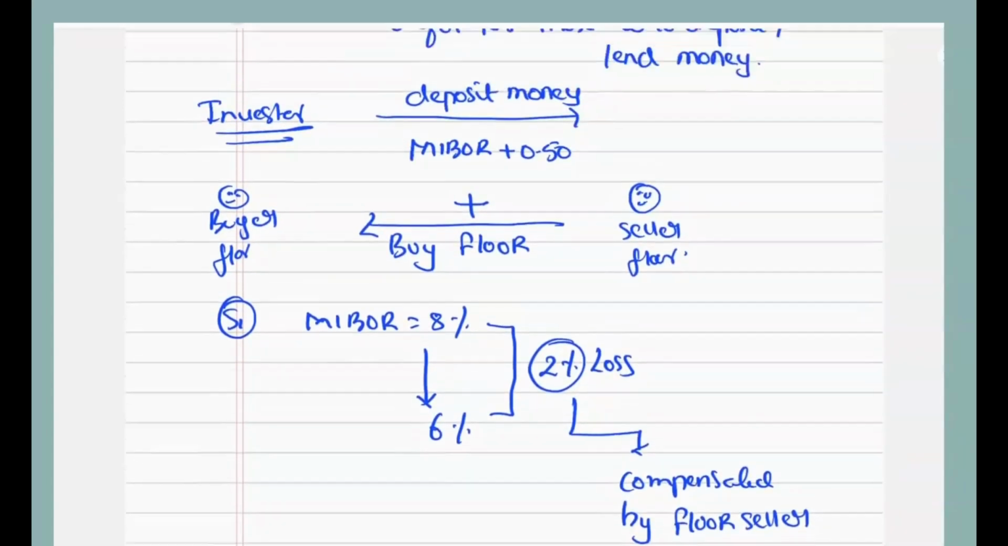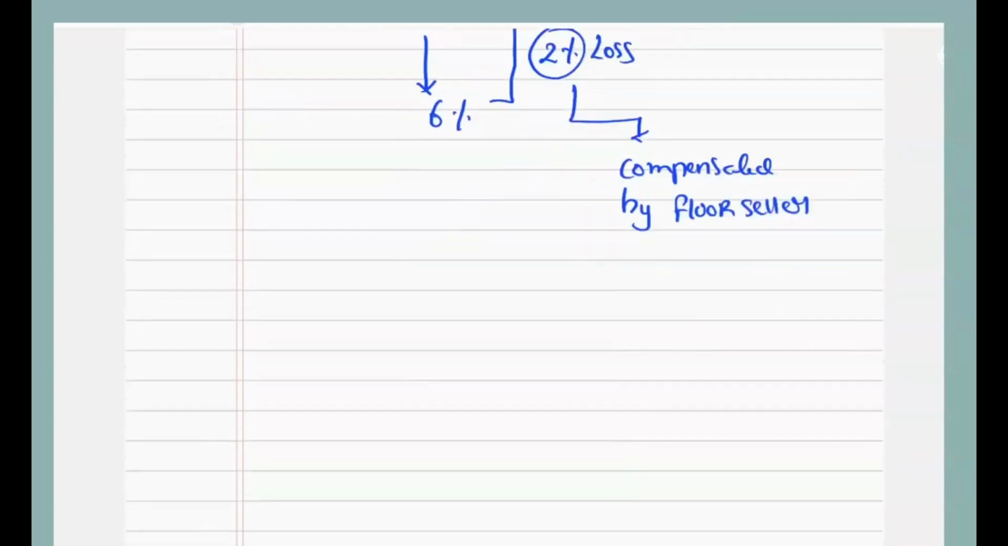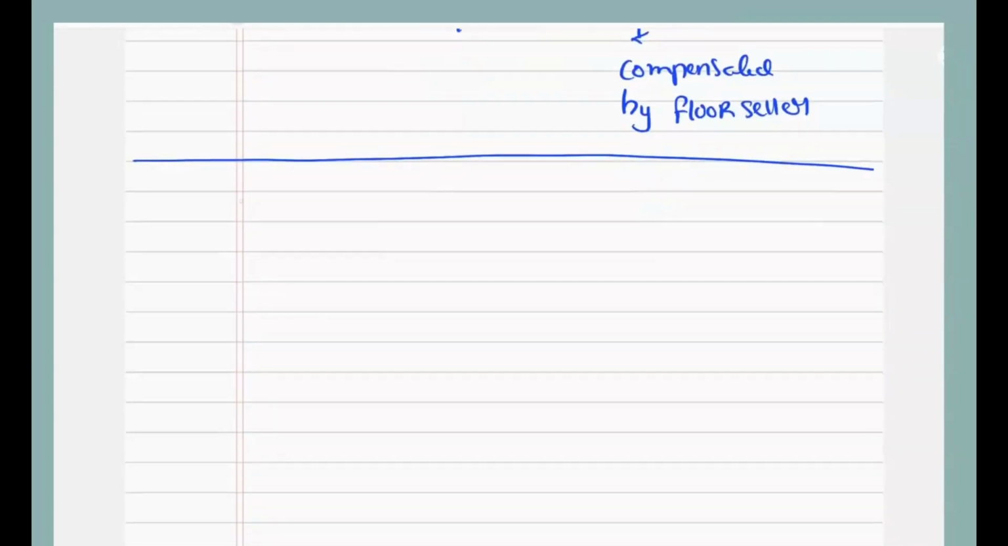So this is the part where the floor type of contract is applied. Next, the third one is called collar. Collar is a combination of your cap plus floor. Right? Collar is a combination of your cap and floor.